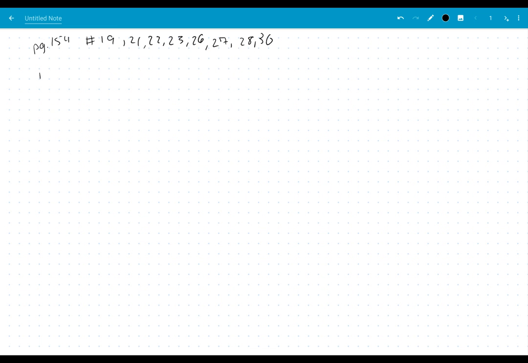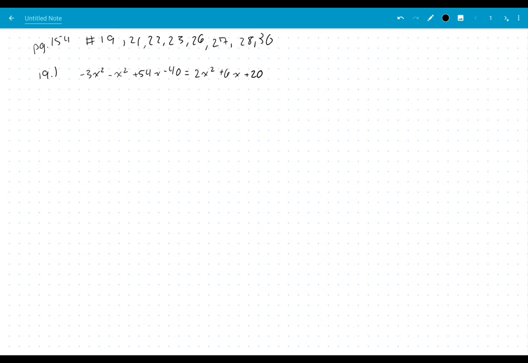So we start off with number 19, and the instructions for this problem is just to solve the equation. We have one equation with two polynomials in it, and the polynomials are negative 3x squared minus x squared plus 54x minus 40 is equal to 2x squared plus 6x plus 20.